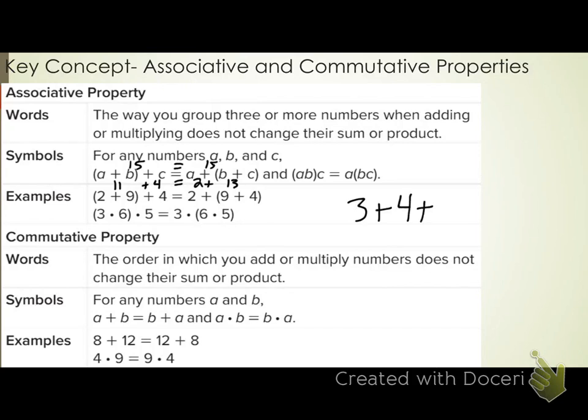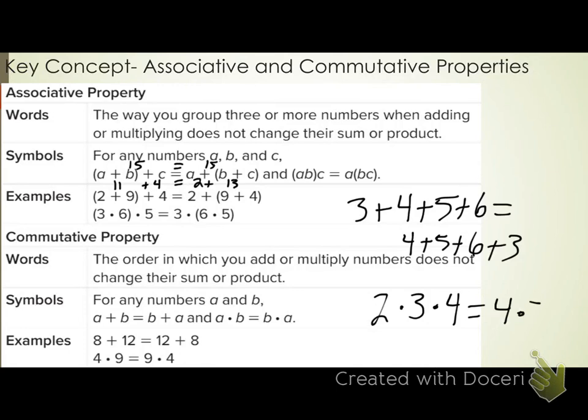3 plus 4 plus 5 plus 6 is going to equal the same thing as if I did 4 plus 5 plus 6 plus 3. The order in which the numbers are added together does not matter. That's what the commutative property tells me. Same thing goes for multiplication. 4 times 9 is going to give me the same thing as 9 times 4. 2 times 3 times 4 is going to give me the same result as 4 times 3 times 2.